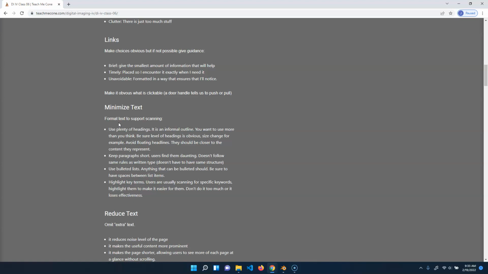Keep paragraphs short. Don't write long, huge paragraphs. We're not writing a book. People won't read them. Okay. Bulleted lists are really popular these days.